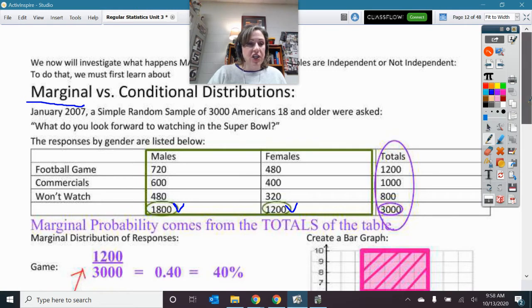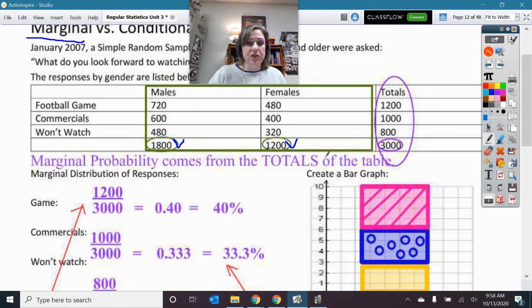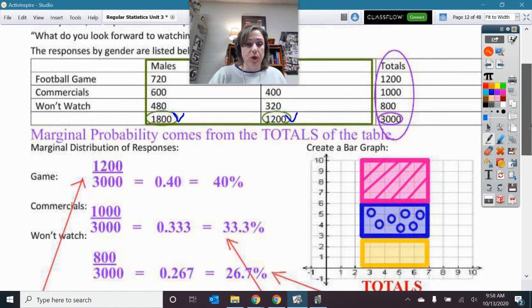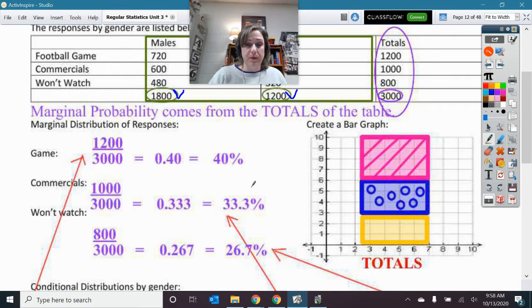Here we go. Watching the game, the marginal comes from the total. That's 1,200 out of the 3,000, so 40% of all subjects watched the game for the game. 1,000 over 3,000 was the watching it for commercials. That's my category, so 33.3%. And then 800 out of 3,000 were not going to watch it. That's 26.7%. So I went ahead and made a stacked bar graph.